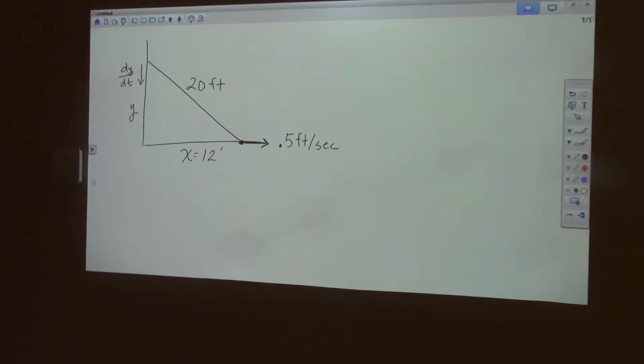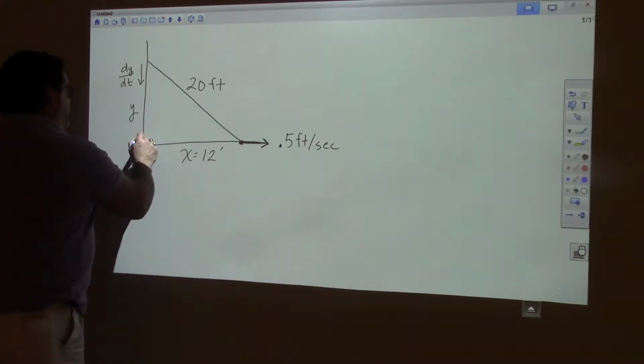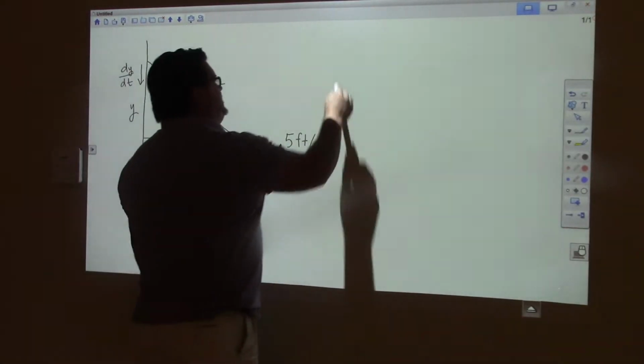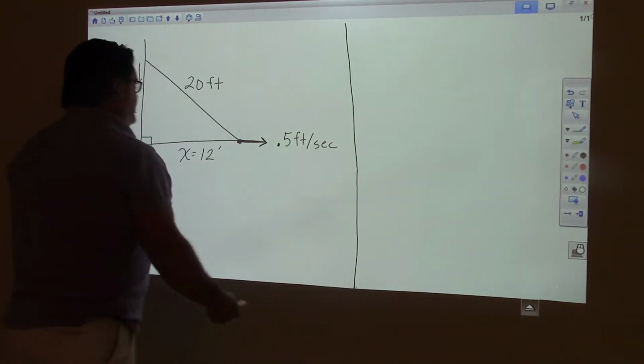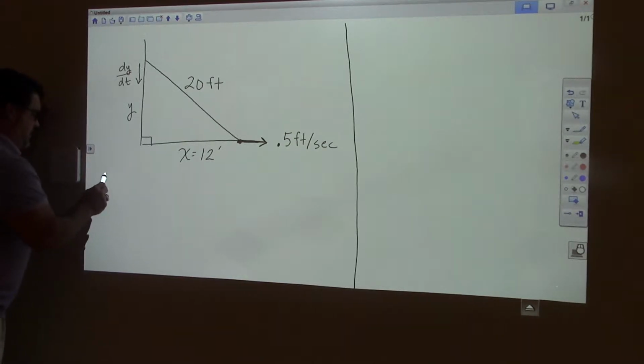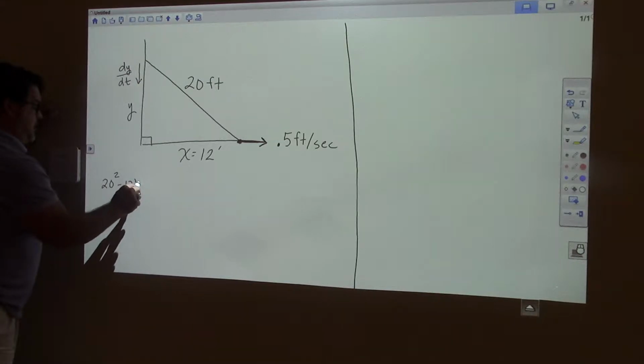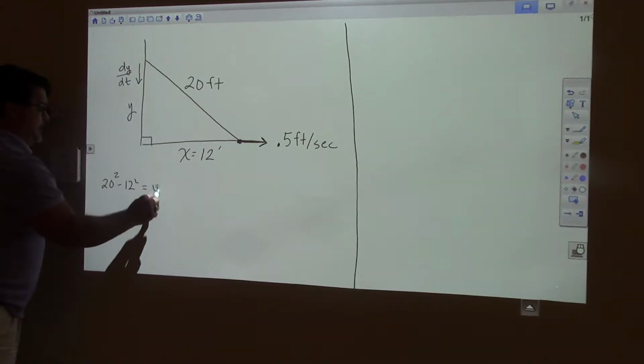But the central focus is what are you going to use to take the derivative of? Well, you're going to use the Pythagorean theorem. Is there any other formula that you can use with the right triangle? No. So, you could divide this into 2 pieces. Let's just go over here and get this out of the way. 20 squared minus 12 squared is equal to y squared.